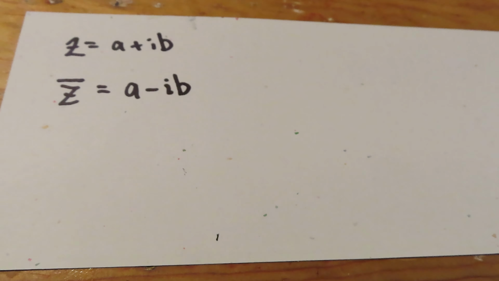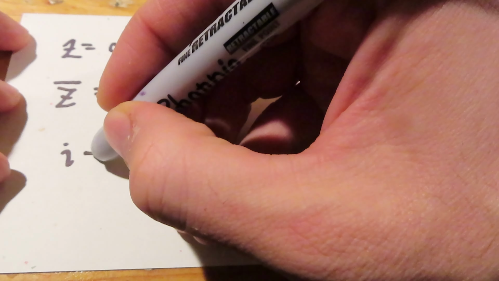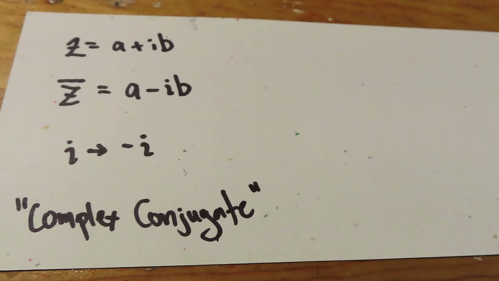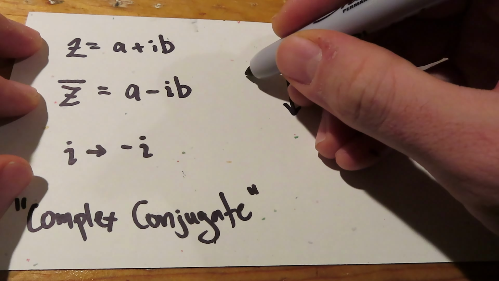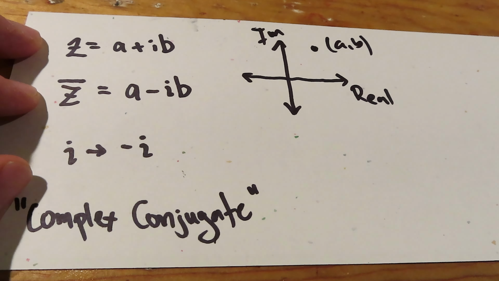There are 2 concepts in the study of complex numbers that are useful to know. The first is the complex conjugate. The complex conjugate of z, known as z bar, is a minus ib. It's a simple map where i goes to minus i, which can be thought of as reflection in the plane that sends the vertical axis to minus itself.